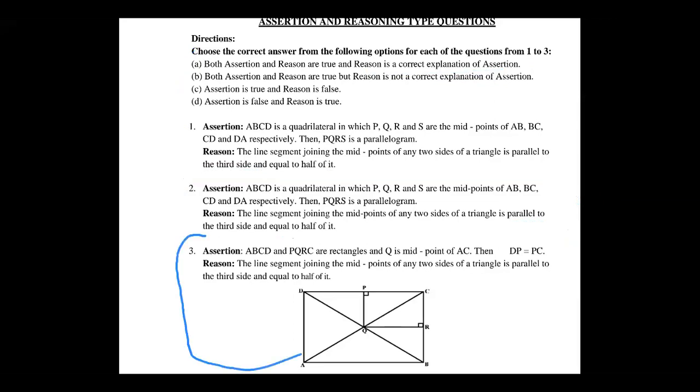ABCD and PQRS are rectangles and Q is the midpoint of AC. Then DP is equal to PC. Check this quadrilateral well, whether DP is equal to PC.